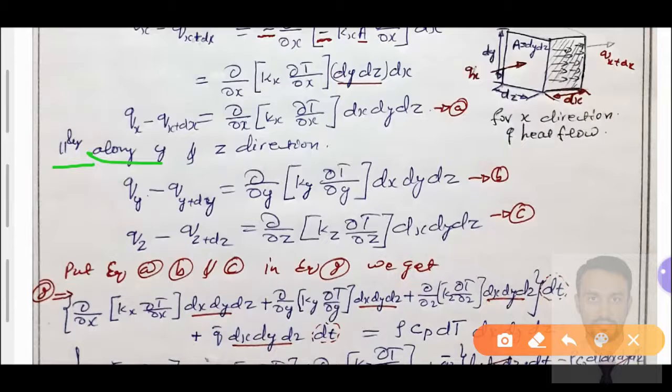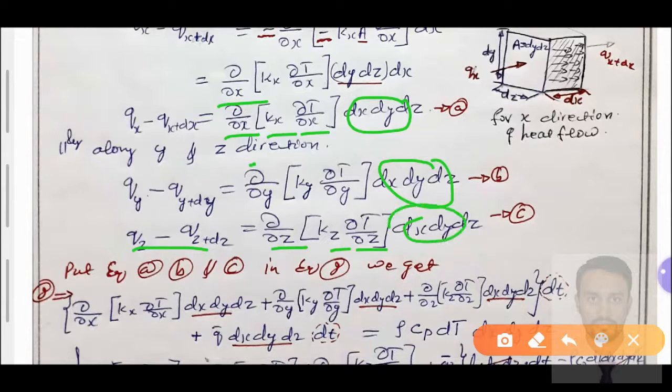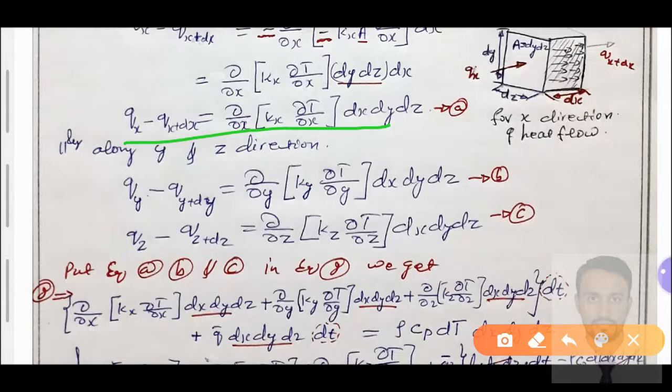Similarly along the y and z directions, Qy minus Qy+dy: just these values in terms of y, d by dx becomes d by dy, kx becomes ky, dT by dx becomes dT by dy, dx dy dz. Call it equation number B. Similarly along the z direction, where x is there, this will become z, this will become z, and this will become dz. The rest of the values will remain the same here. You can see, just by deriving one equation, similarly you get all the directional equations.